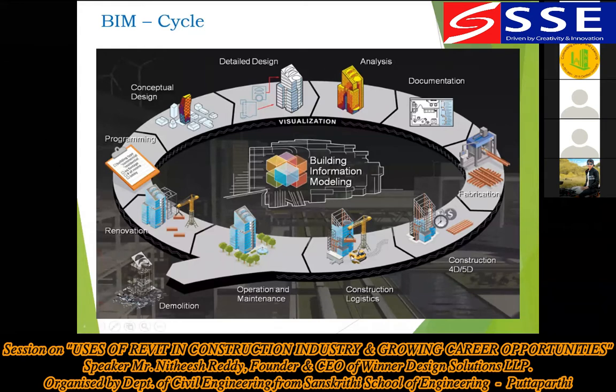Next you have construction logistics, operations and maintenance. Construction logistics is the time required for getting all the equipment for the construction of a building. This 4D and 5D together we do in Navisworks software. And then you have operations and maintenance, which is involved after executing the project.